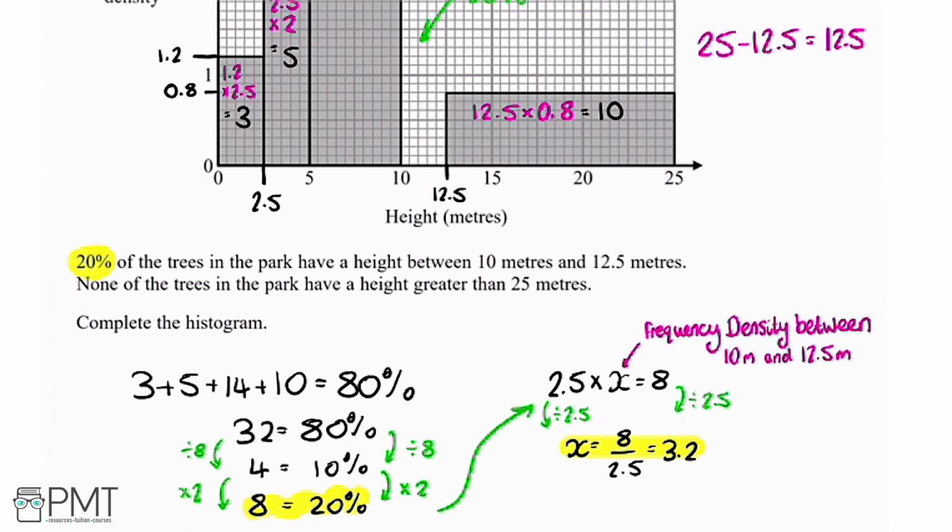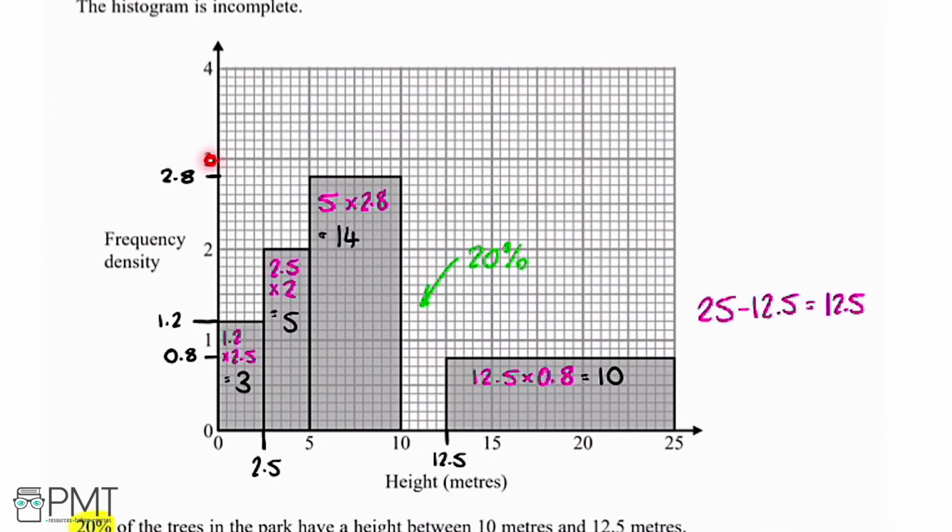We can plot it on up here. Up here we've got 3, 3.1, 3.2. So I'm going to draw the rest of our histogram on. So it's going to go up to there, a line along there, and a line down there.